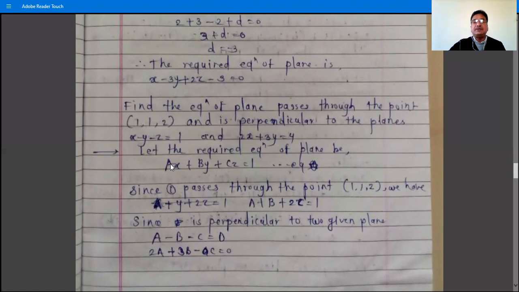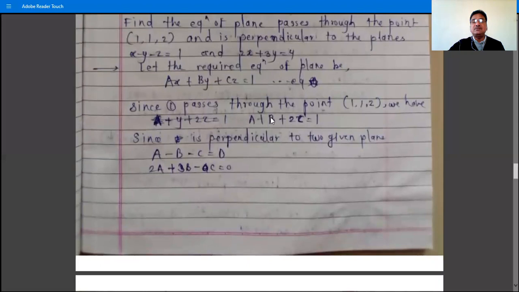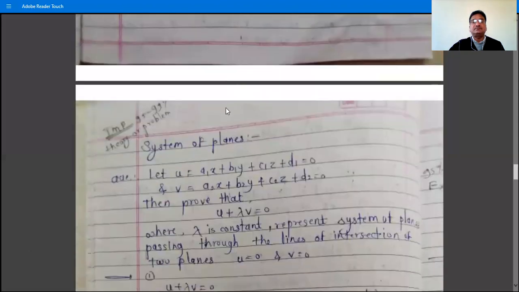That is the multiplication of the coefficient of x, that is a into 1, that is a. Then the multiplication of the coefficient of y, plus b into minus 1 is minus b, and plus the multiplication of the coefficient of z, c into minus 1 is minus c, is equal to 0. Similarly, this plane is again perpendicular to this plane. We have 2a plus 3b plus 0c is equal to 0. So solve these three equations for capital A, capital B, capital C, and substitute the values, we get the answer.